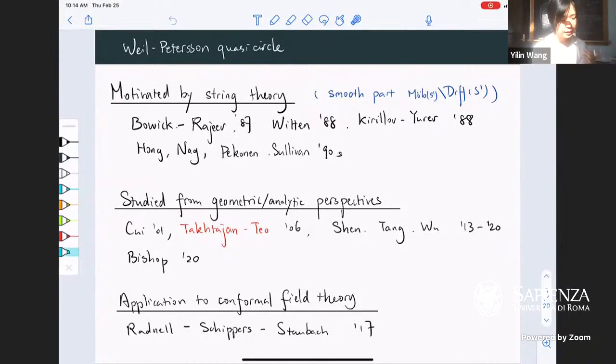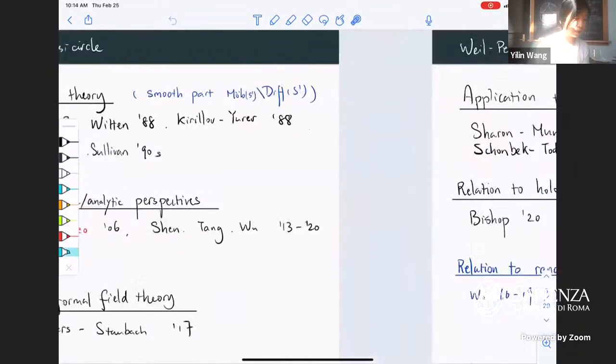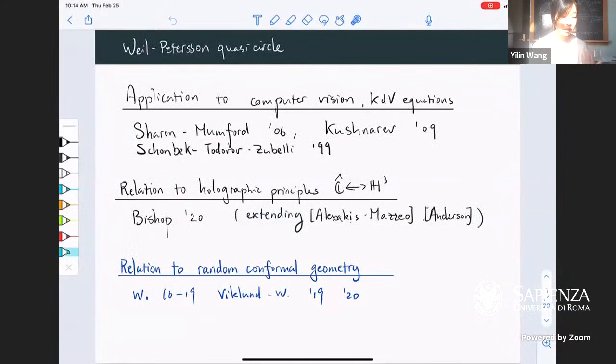And they're related to conformal field theory, using the Weil-Petersson quasi-circle as one of the key tools in giving one definition of conformal field theory. This is the approach by Radnell, Schippers and Staubach. And Sharon and Mumford used the Weil-Petersson metric on those quasi-circles to study computer vision and geodesics in this infinite-dimensional space of loops. They led to studies of periodic KdV equations, so also contributing to the KdV equation story.